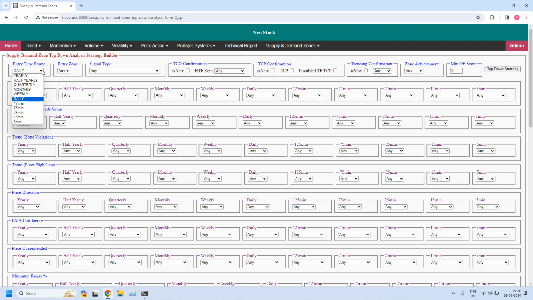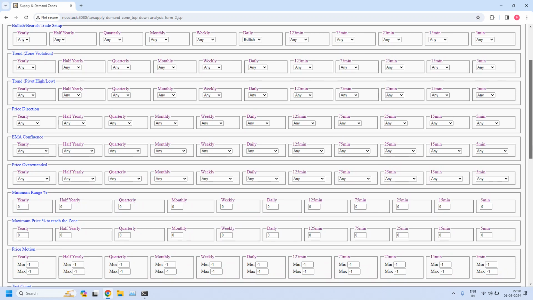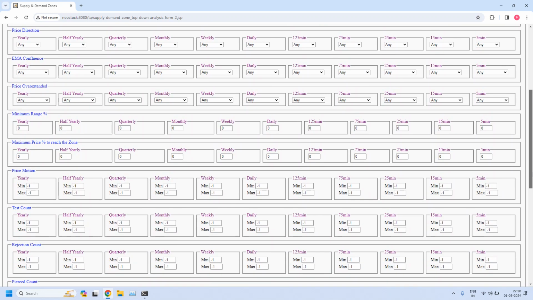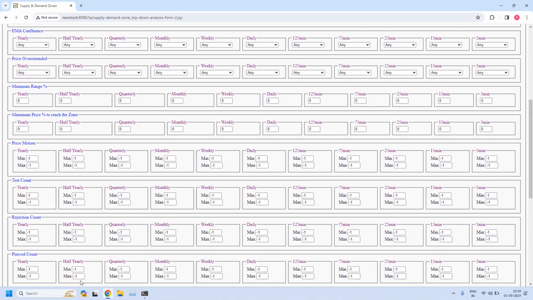So here the entry time frame is daily for monthly income trade. Entry zone is demand zone, and in the bullish or bearish trade setup parameter and daily time frame, I am selecting the value bullish. And we will also add some filters, otherwise the list is going to be very big. The first filter I am going to add, we don't want any pierced zones. So here we have a parameter pierced count, and in daily time frame I am setting the values 0 and 0.